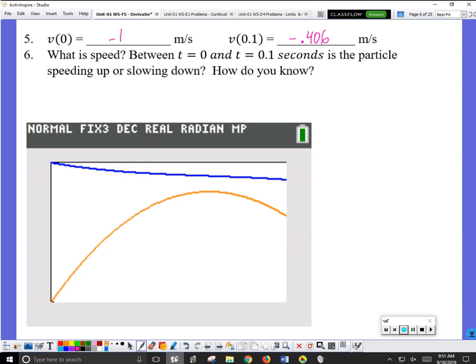Speed. Speed and velocity are not the same thing. So don't ever make them the same.